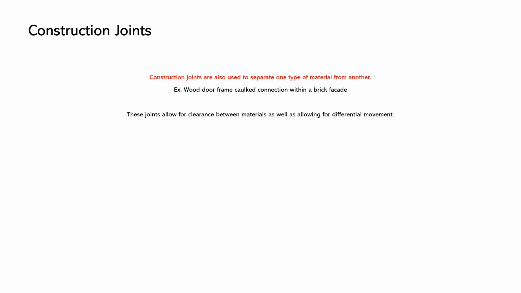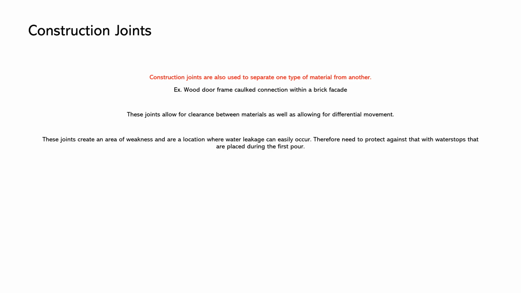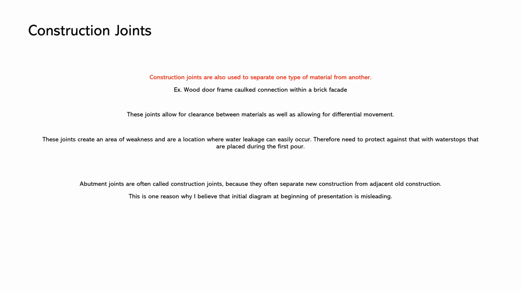These joints allow for clearance between materials as well as allowing for differential movement. And they create an area of weakness and a location where water leakage can occur. Therefore, you need to protect against that with water stops that are placed during the first pour. Abutment joints, which you may hear, are basically construction joints because they often separate new construction from adjacent old construction.